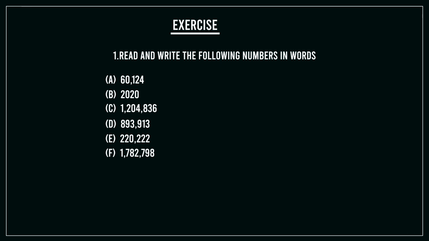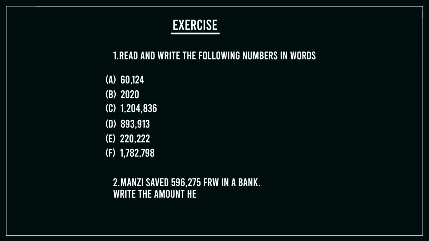That is number 1. Then number 2, I see it is some words. It is so wordy, so you will have to read carefully. Then you can work it out. And it says, Manzi saved 596,275 Rwandan francs in a bank. Write the amount he saved in words.